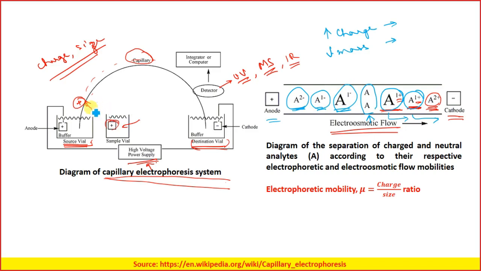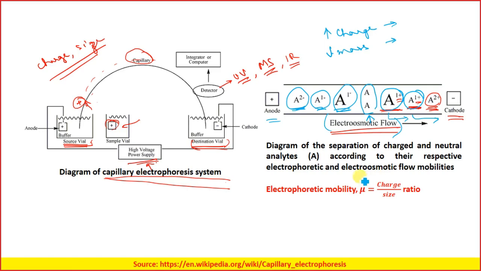So over here, what do we find? We find that if we have an electroosmotic flow, the anions and the cations will be rearranging within the capillary.